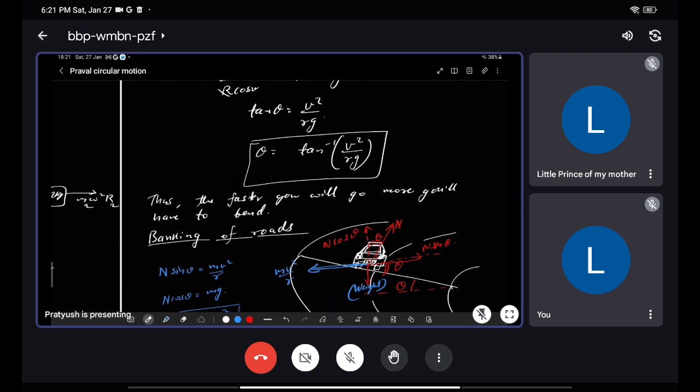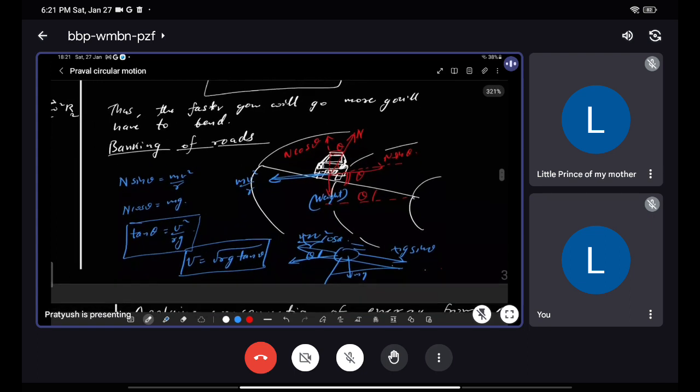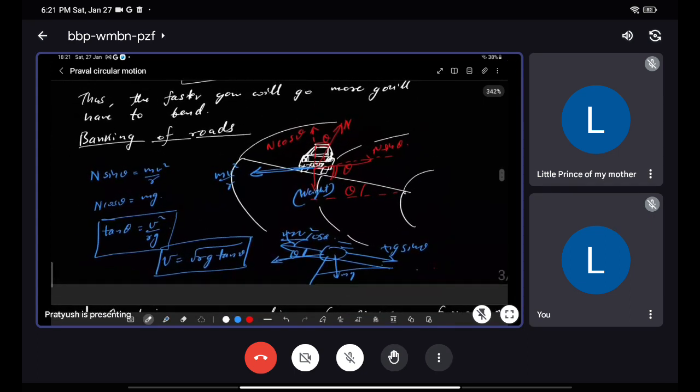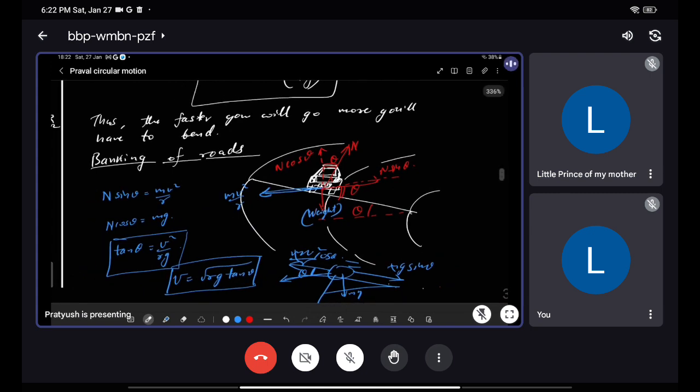Fine. So our next topic is bending of the roads or banking of the roads. In hilly areas, the roads are banked on turns so as to increase the friction again so that the cars will not slide. From here we shall see in our next class, that is tomorrow. Okay, fine, we'll have our class tomorrow.